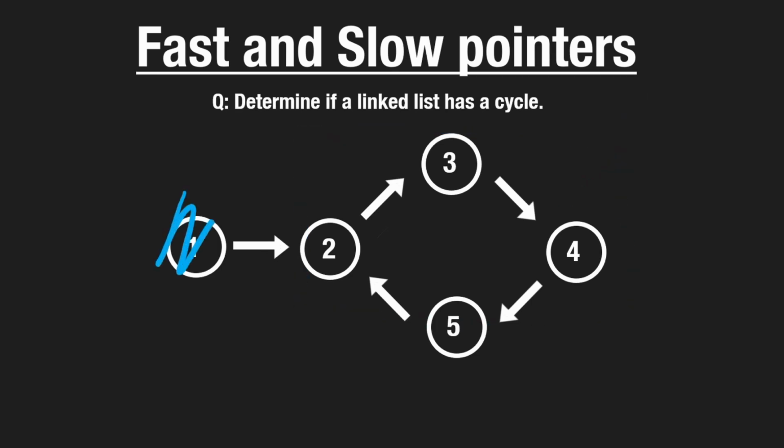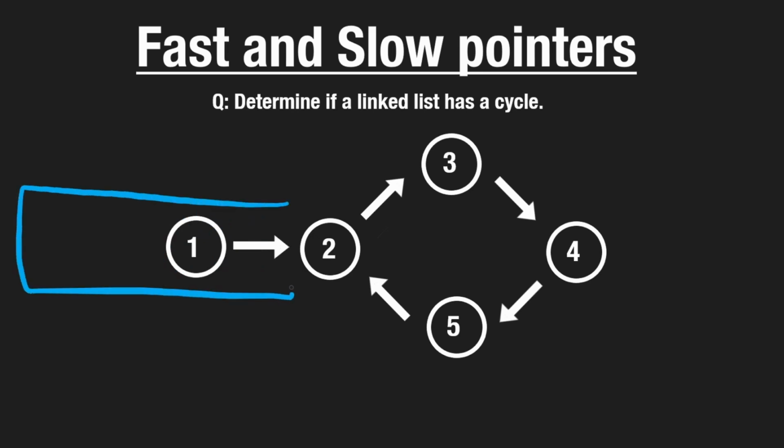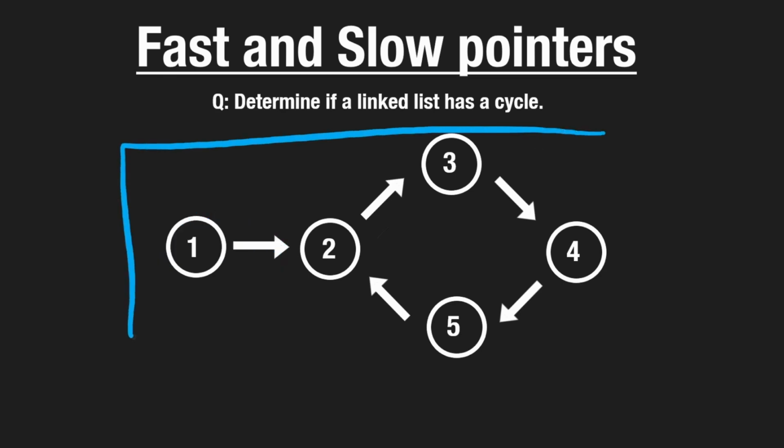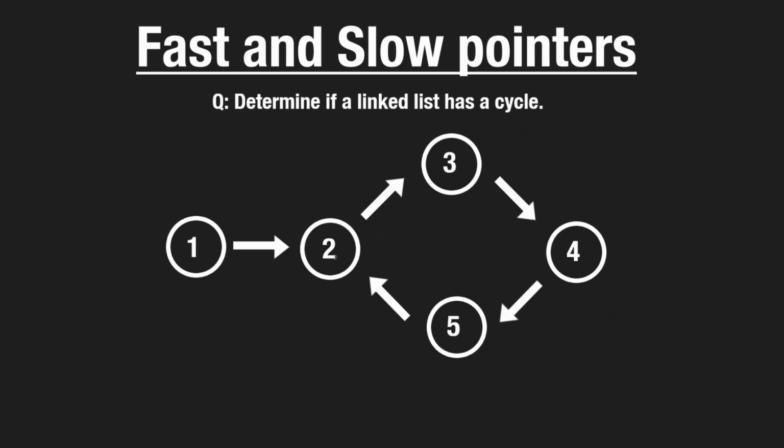And that's the part that we're going to get stuck in. This might not necessarily exist. This might have been longer. We might have had 2 or 3 or 4 nodes before the cycle, or we might have had none at all. But the point is that there's a cycle. Now, given any arbitrary linked list, we want to determine if it has a cycle or not.